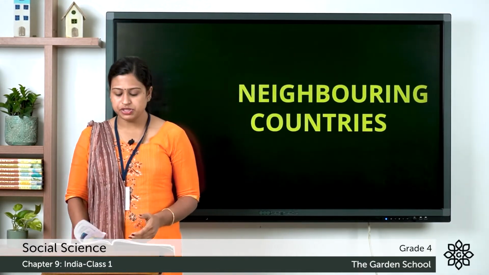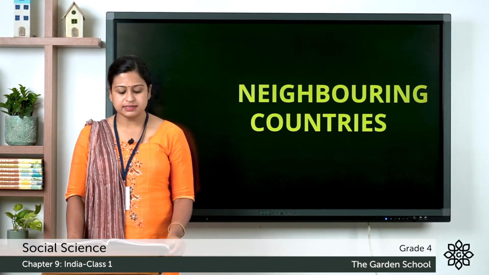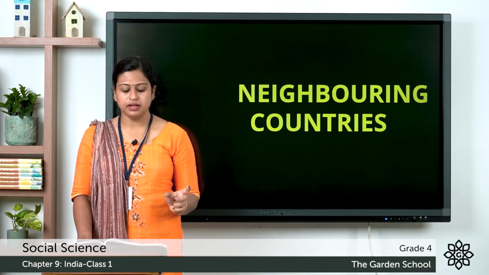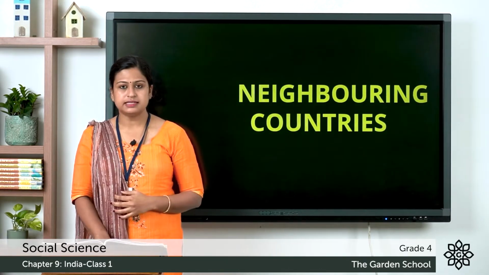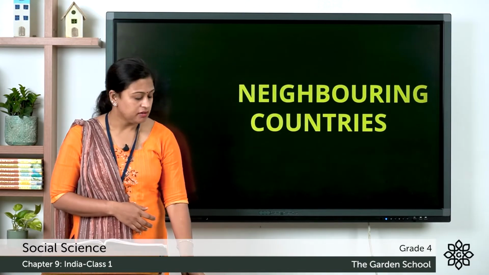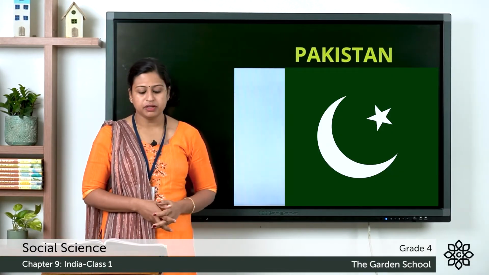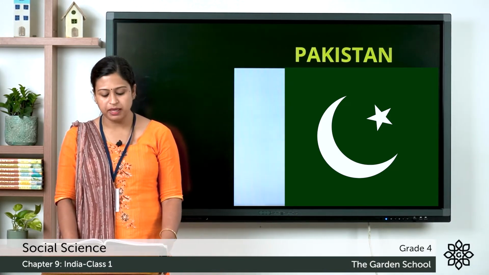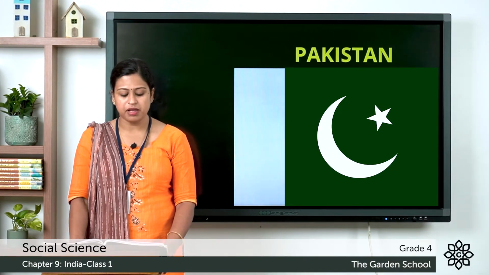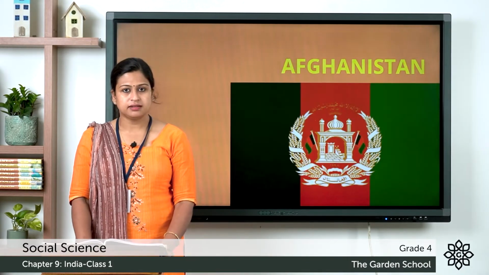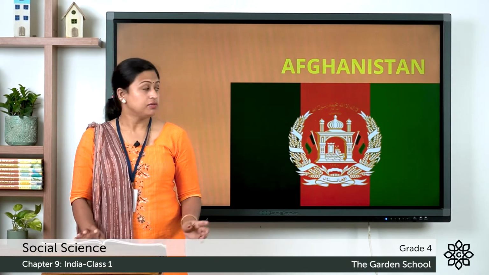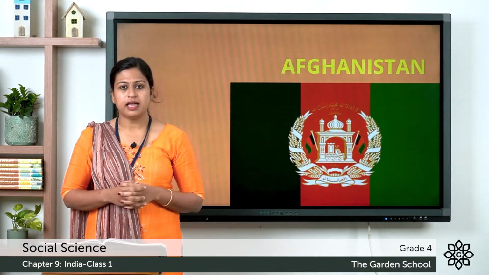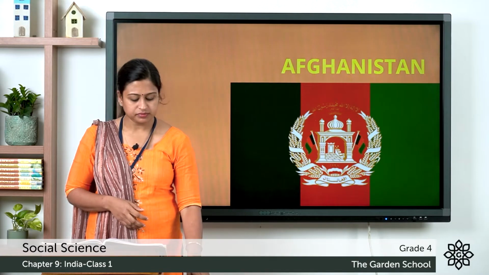Now, here in page number 80, you can see India's neighbor fact file. So, you can see the country name, their flag, currency and the capital. First, we will see Pakistan. So, this is the flag of Pakistan. Its currency is Pakistani rupee and its capital is Islamabad. Next country is Afghanistan. Now, this is the flag of Afghanistan. Currency is Afghani and the capital is Kabul.